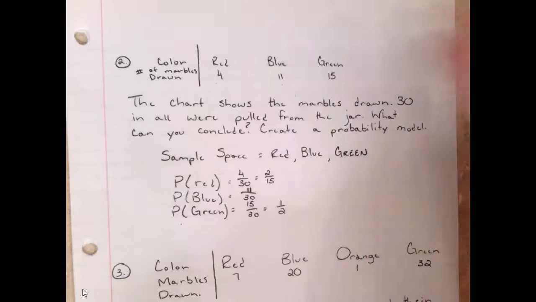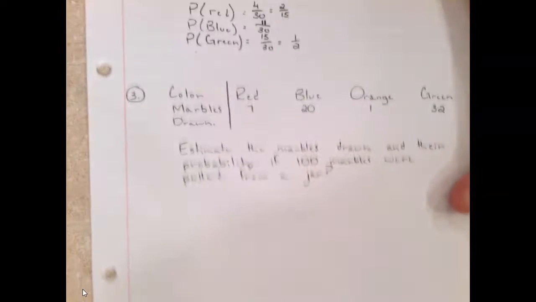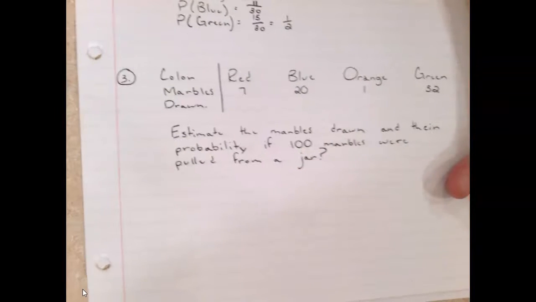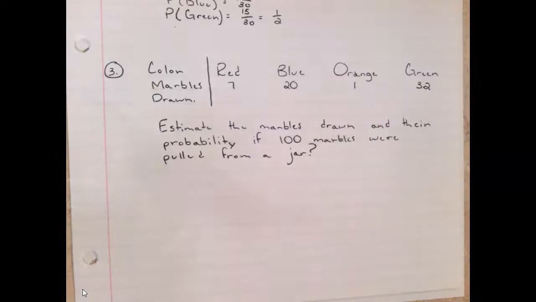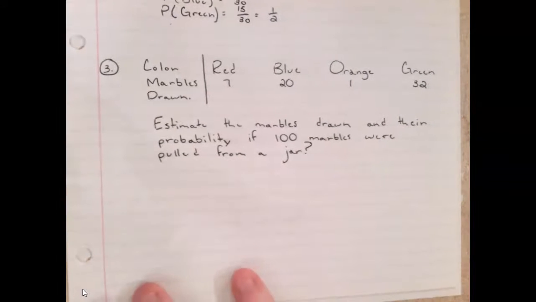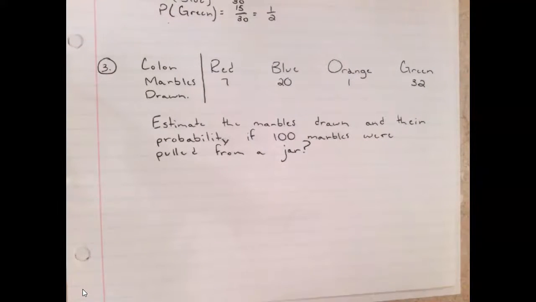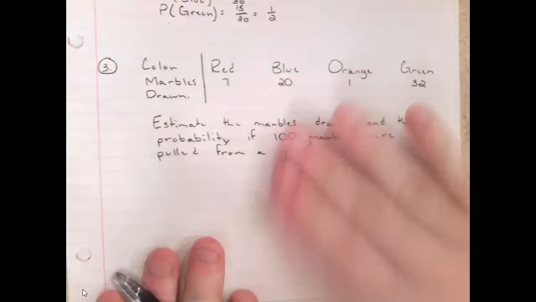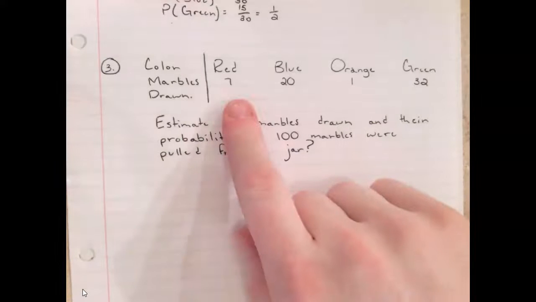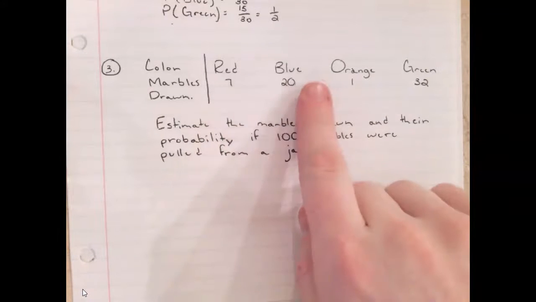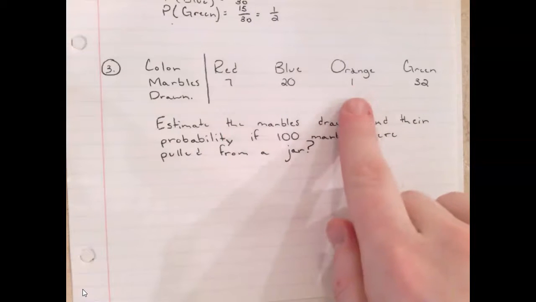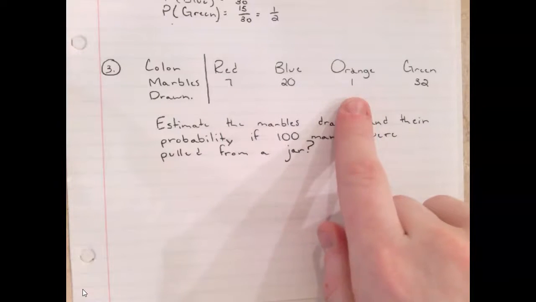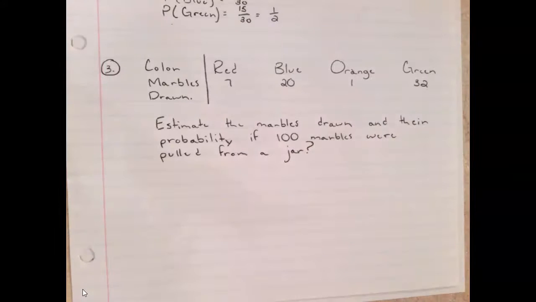Last question, number 3. Color, marbles drawn. Again, I have another chart. This time I have the marbles red, blue, orange, and green. And in my jar, 7 of them that were pulled out were red, 20 of them pulled out were blue, 1 orange marble was pulled out, and 32 green marbles were pulled out.